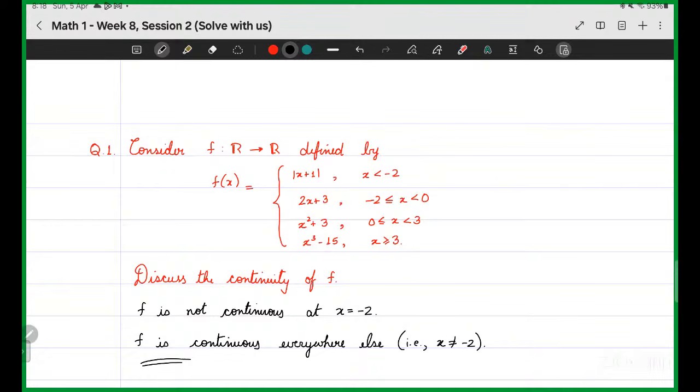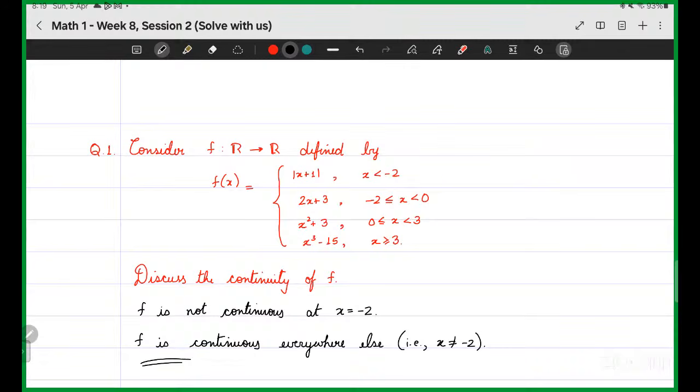Typically, any value of the domain will be included in only one of the intervals of definition. Otherwise, suppose instead I put this as less than or equal to, this won't even be a function, right? Because if I compute f of minus 2 using the first definition, you will get 1. And if I compute it using the second definition, I'll get minus 1. So you'll have a situation where minus 2 is mapped to 1 and minus 1. So this is not a function. So this fails to be well defined in the first place.